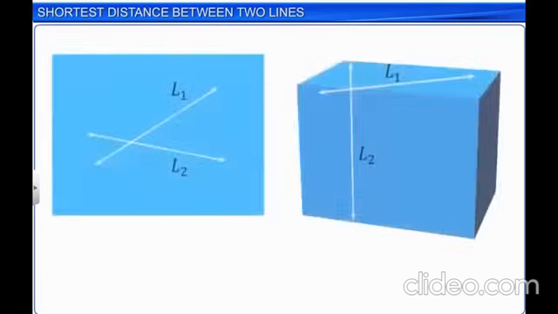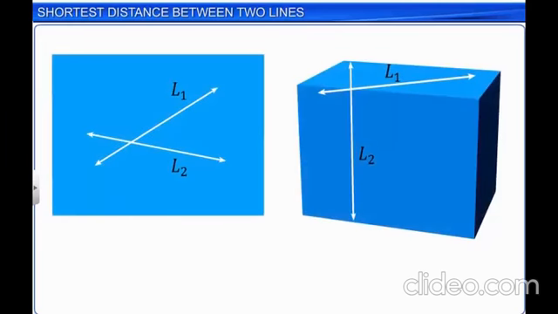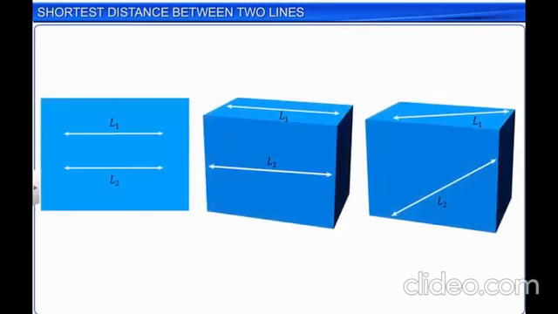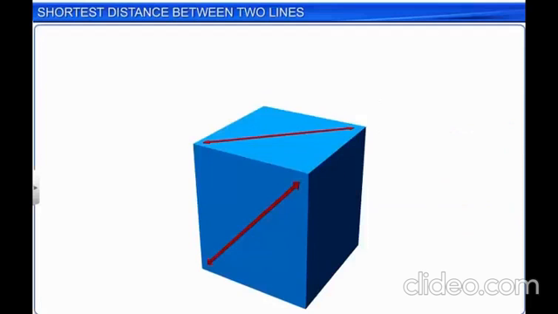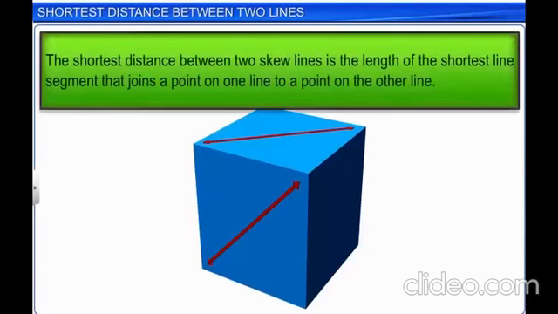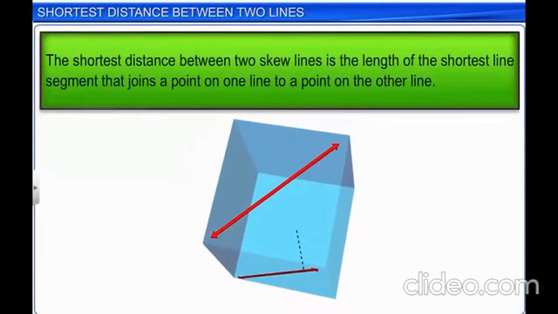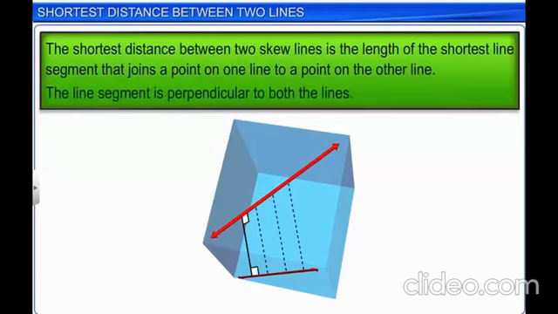Observe that intersecting lines meet at a point. Thus, the shortest distance between two intersecting lines is 0. Now, you will learn to find the shortest distance between a pair of skew lines and a pair of parallel lines. Let us start with finding the shortest distance between a pair of skew lines. The shortest distance between two skew lines is the length of the shortest line segment that joins a point on one line to a point on the other line. For skew lines, such a line segment is perpendicular to both the lines.